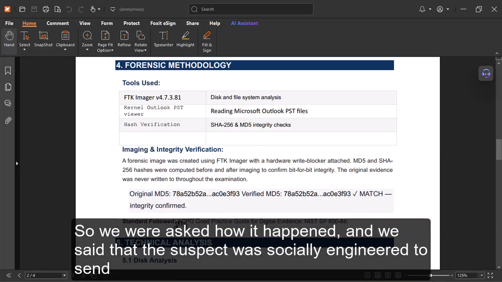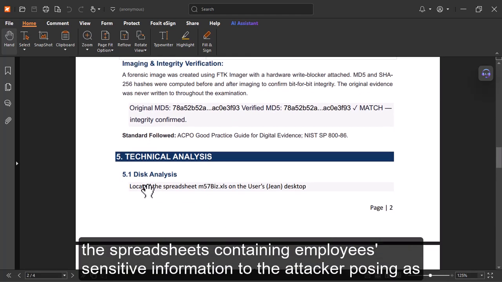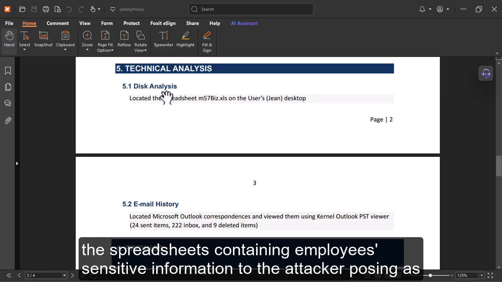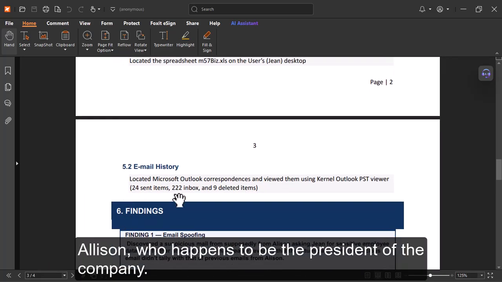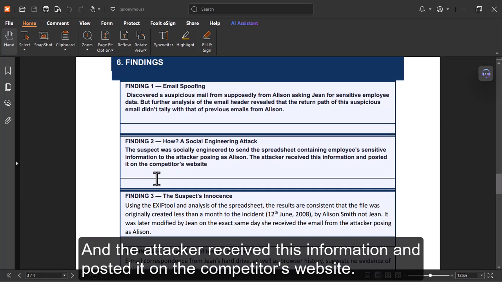So we were asked how it happened, and we said that the suspect was socially engineered to send the spreadsheet containing employees' sensitive information to the attacker, posing as Allison, who happens to be the president of the company. And the attacker received this information and posted it on the competitor's website.